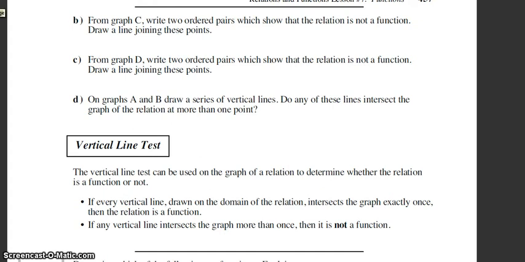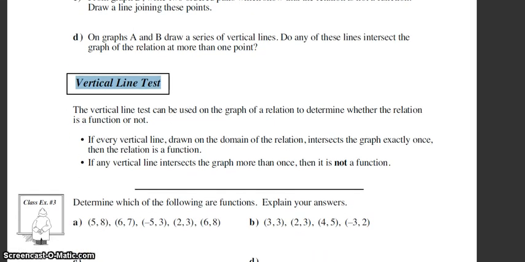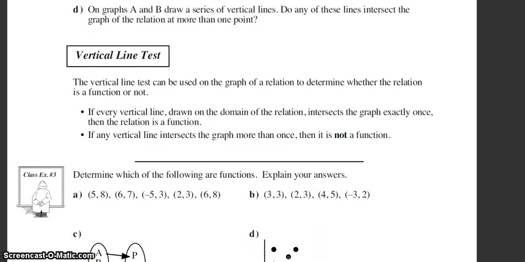And then it explains here, graph A and B. On graph A and B, draw a vertical line. Does this line intersect the relation more than once? They just tell you C and D are not functions, as we predicted, and A and B are functions. And then we can now do something called a vertical line test, VLT. It's not like the lemon tea. It's a vertical line test.